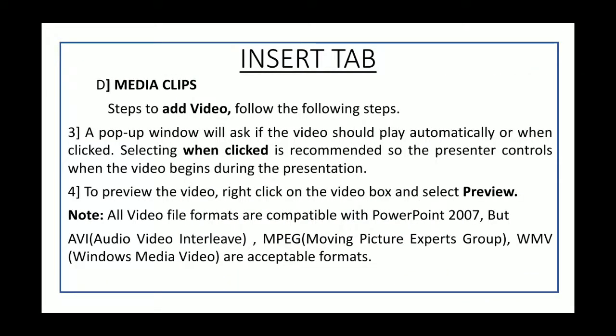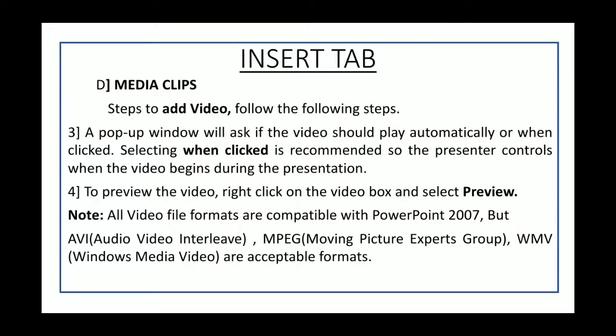Next, the steps are similar to audio. The only difference is that instead of an audio file, you select a video file. A pop-up window will ask if the video should play automatically or when clicked. The same window comes for audio also. Whichever option you require, you can select. Selecting when clicked is recommended, so the presenter controls when the video begins during the presentation. Then to preview the video, right click on the video box and select the preview option.